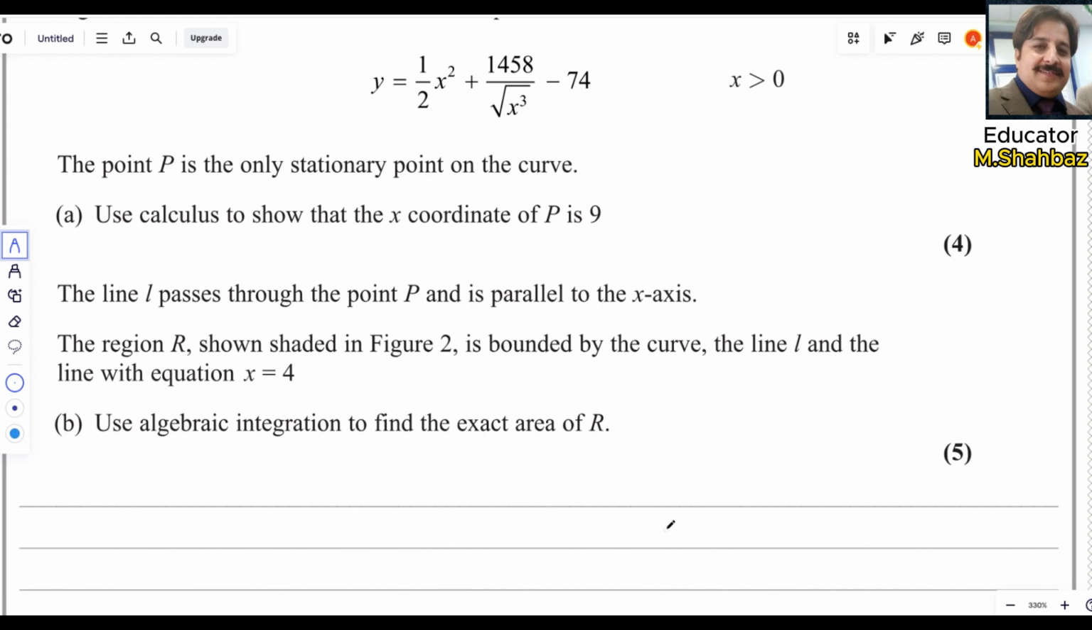For the next part, the line L passes through the point P and is parallel to the x-axis. The region R, shown shaded in Figure 2, is bounded by the curve, the line L, and the line with equation x equals 4. Use algebraic integration to find the exact area of R.